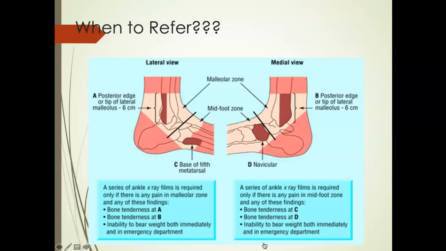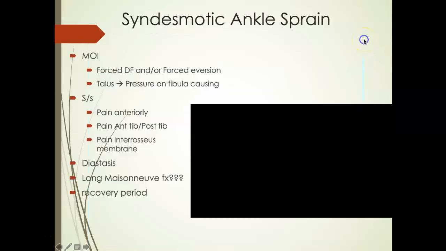If they are not tender to palpation on any of these four sites, if they can bear weight, we typically do not refer out for an x-ray. These are the Ottawa ankle rules, and they are 90% accurate in their diagnosis of fractures following an ankle sprain. So I hope that you utilize this in your clinical practice.